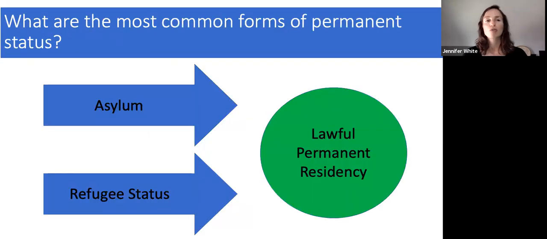So what are the common forms of permanent status in the US? Well, there's 3. We have lawful permanent residency, and that's another word for being a green card holder. And then we have these other 2. We have asylum and refugee status. And both of those can lead to lawful permanent residency. That's why I created this kind of diagram the way that I did. So for example, 1 year after being granted asylum, you're eligible to apply for your green card for lawful permanent residency. But these are the 3 big ones. These are 3 permanent statuses.